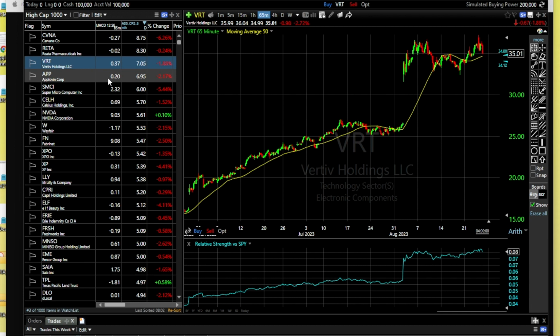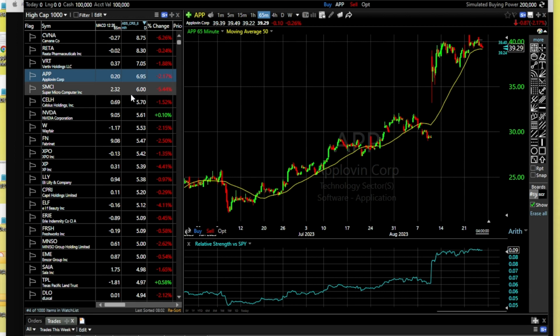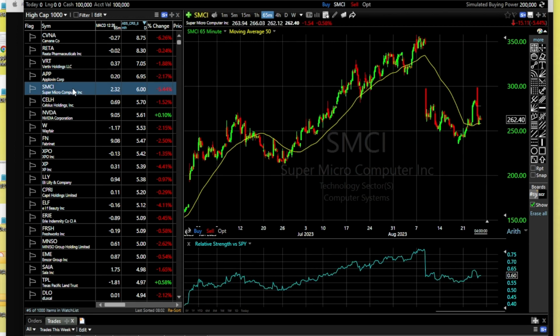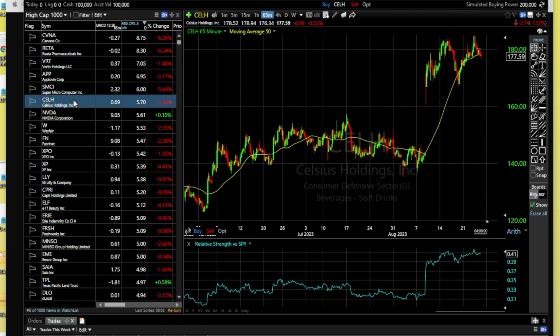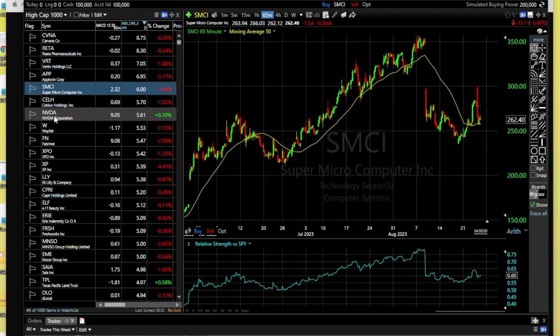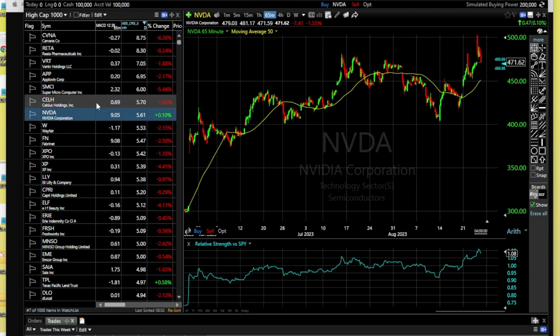APP's got a strong relative strength and a positive number on the MACD, and that's a better looking trend. SMCI is a little choppy. I don't know about that one. The price action has been choppy. Nvidia is a good example, right? Just made a high. It had a bad day today, but made a high off of it, and the trend's still intact. All right, so that's something to look at.